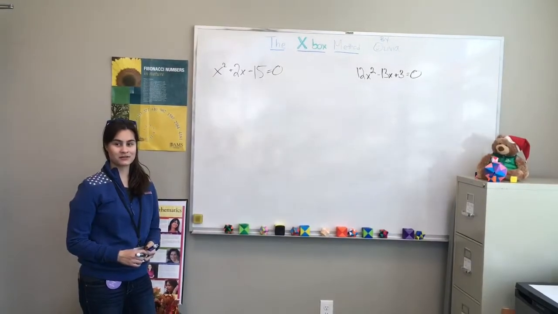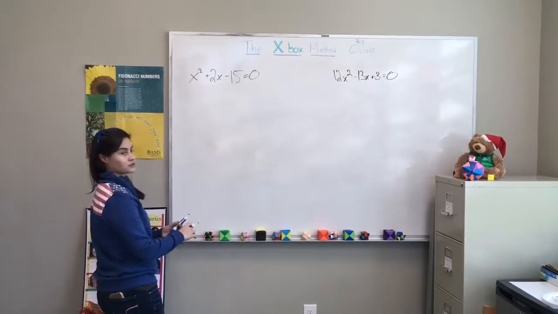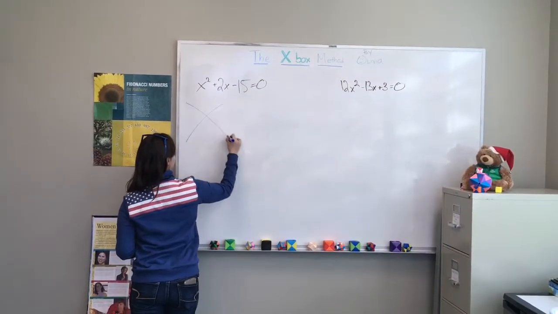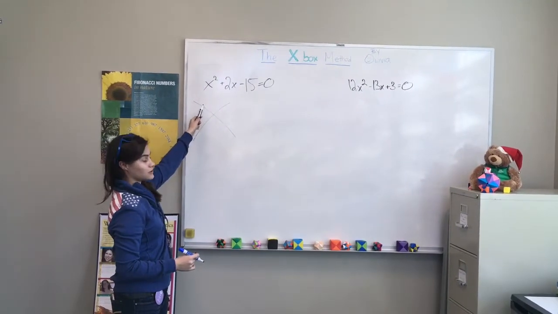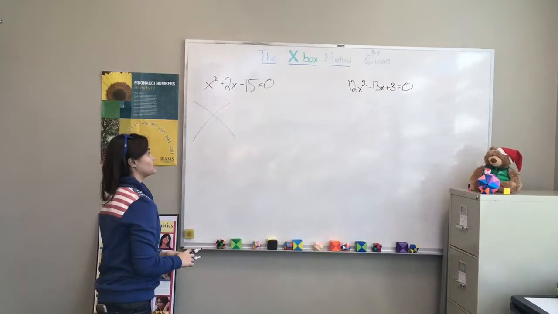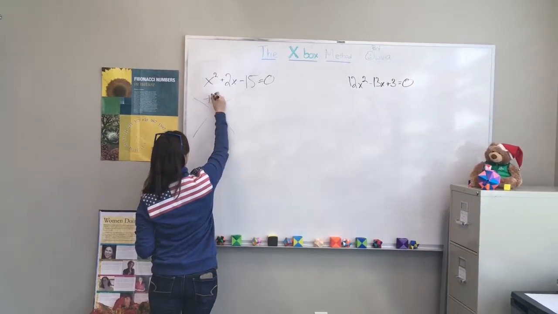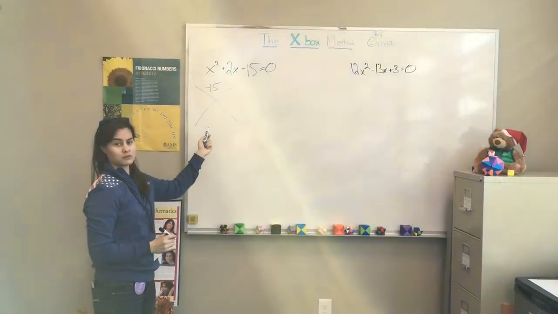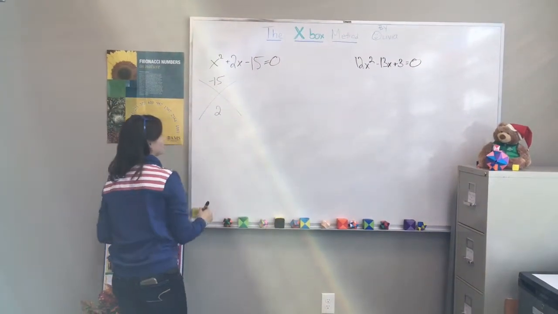This is the Xbox method of factoring for quadratic equations. The first step you want to do is draw an x. In the top section of your x will be your a multiplied by your c term. So in this case, it's 1 multiplied by negative 15, so we get negative 15. In the bottom section of your x will be your b term. So in this case, it's just 2.